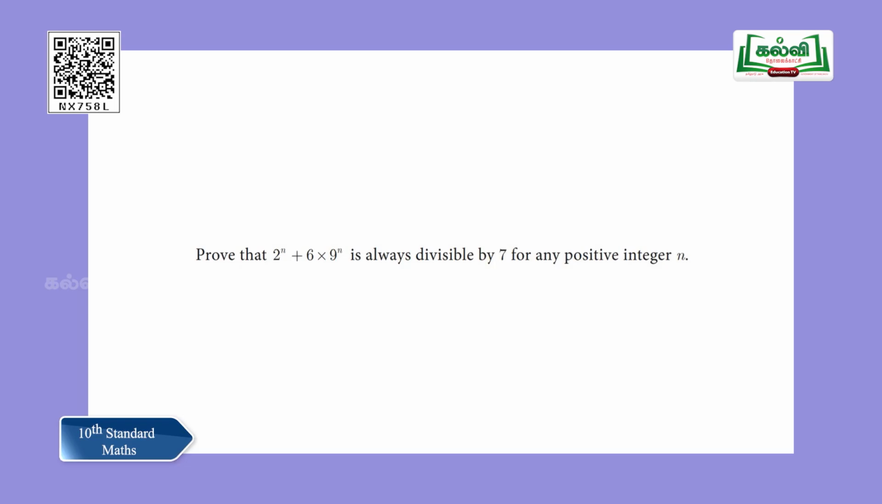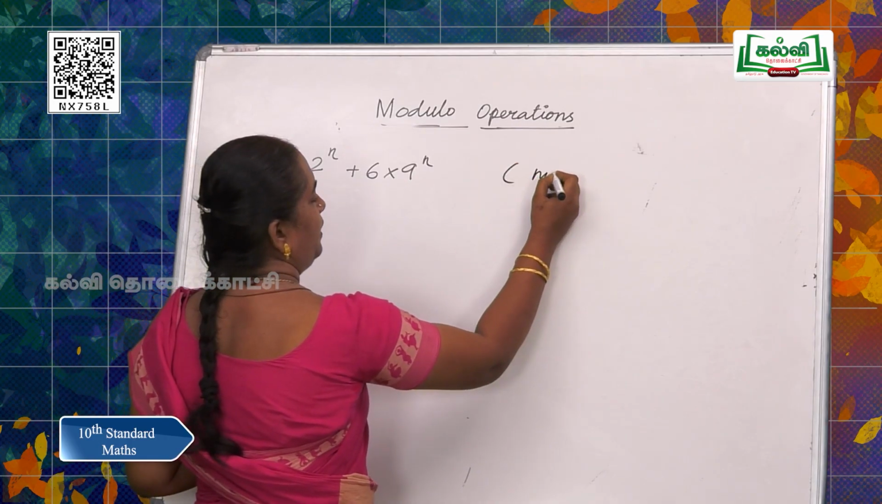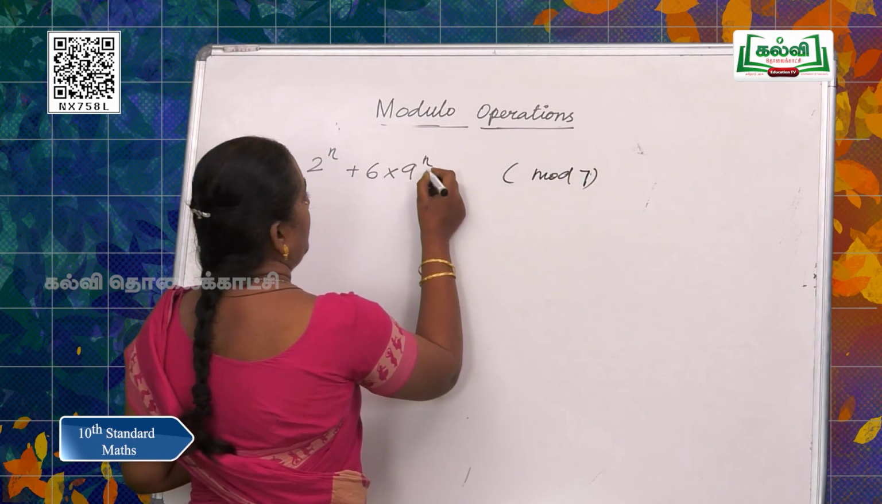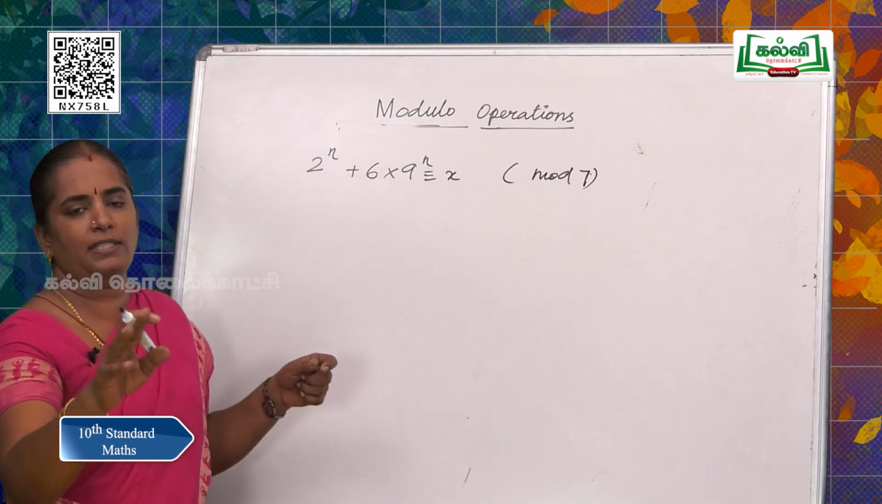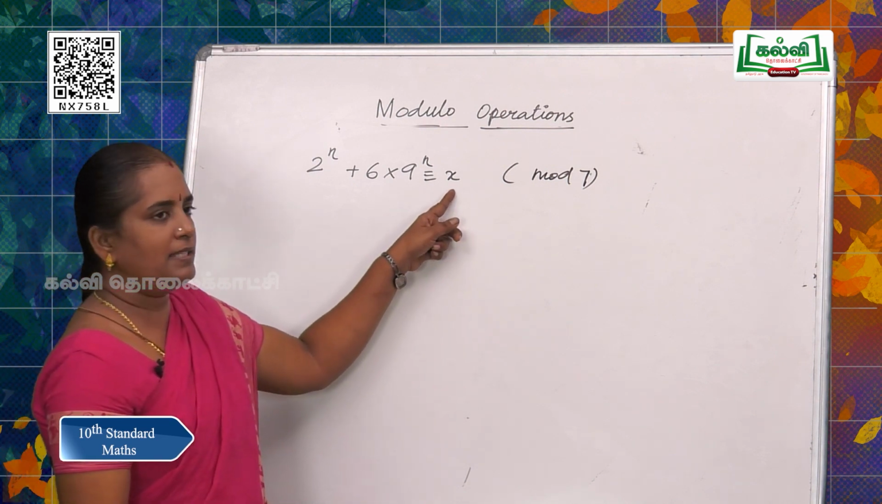Okay. Let us do the next sum now in the class. See, prove that 2 power n plus 6 into 9 power n is always divisible by 7 for any positive integer n. See, let me write 2 power n plus 6 into 9 power n is always divisible by 7. So, we are going to get the mod of 7. Congruence to which number? We do not know the congruence. We have to prove that it is divisible. So, we have to prove that this is 0.